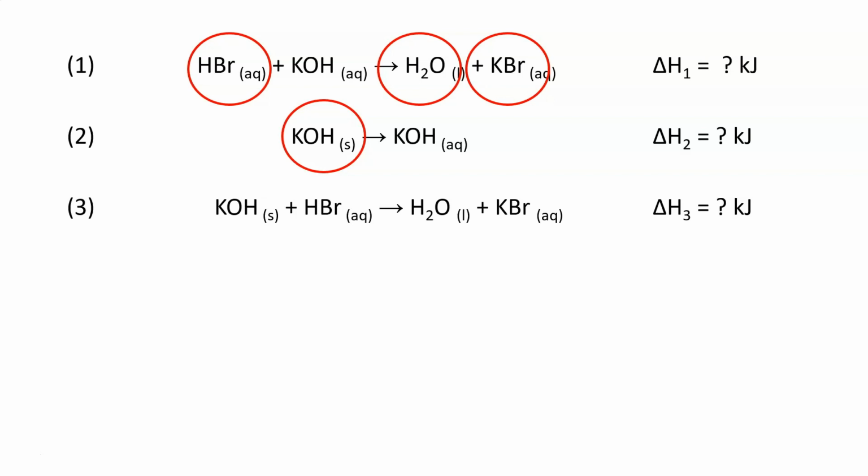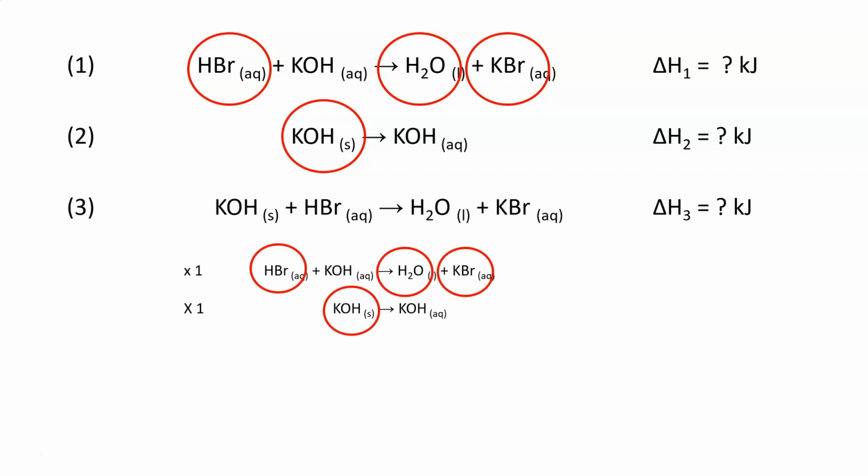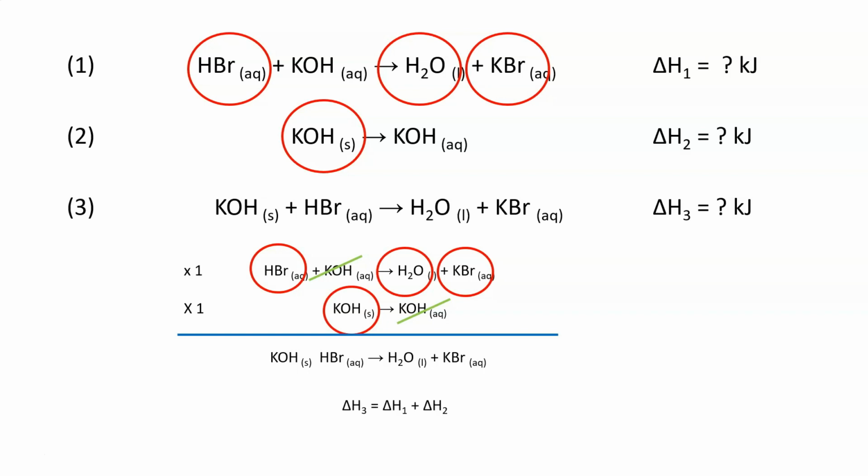So for both of these examples, I would just multiply the equations by 1. Okay, and I can add them together, and I would cancel out the entities that are found on both sides of the equation, and I'm able to show that if I add equation 1 plus equation 2, it gives me equation 3. This means that the enthalpy change for my third equation is equal to the sum of the enthalpy change for my first equation plus my second.